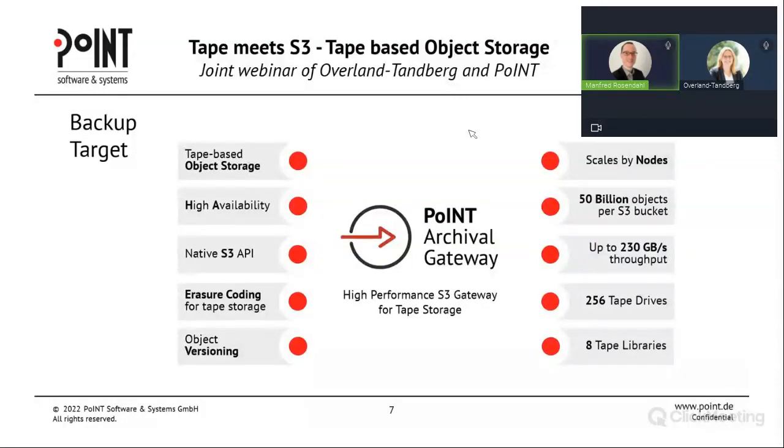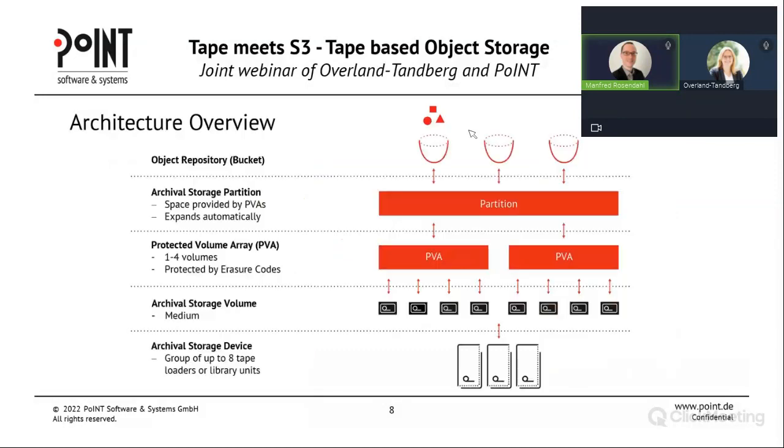And when you use multiple libraries, they can be in the same site or in different locations, and then you can configure cross-location mirroring or use erasure coding. I will explain these items again in the live demo, but let me use this graphic to explain the architecture. Starting at the bottom, we call a tape library internally archival storage device. We do not need an entire library for a solution, but a separate library partition with dedicated drives and slots.